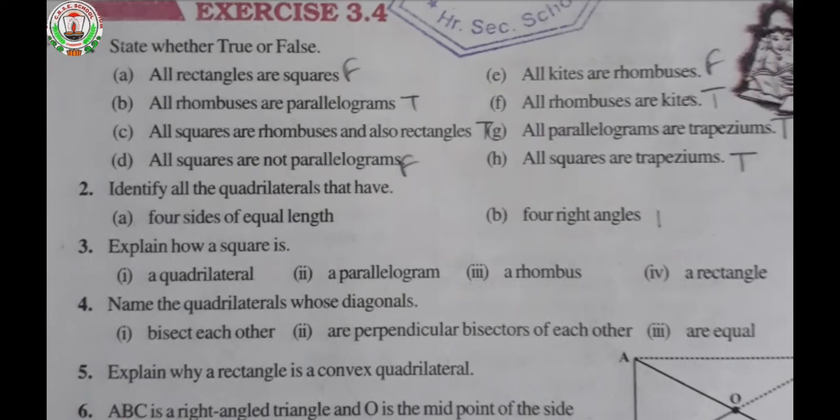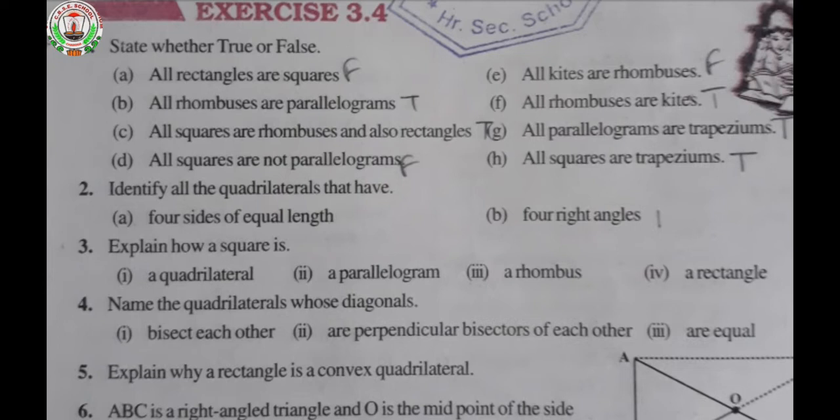Today we are going to start the last exercise of chapter number 3, understanding the quadrilateral. Okay, so here is exercise 3.4. The first question: state whether true or false. First, A part: all rectangles are a square. Whether this statement is true or false, the statement is false.